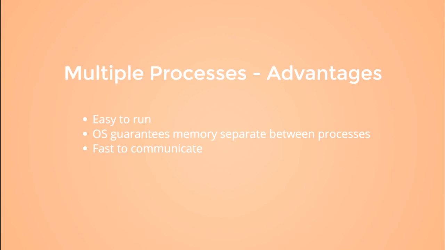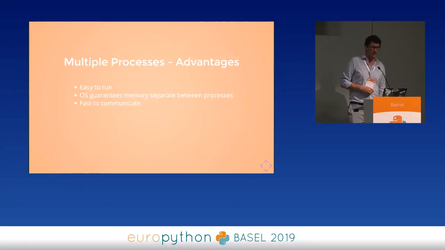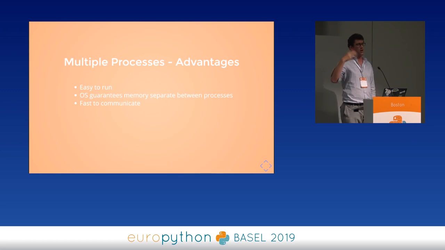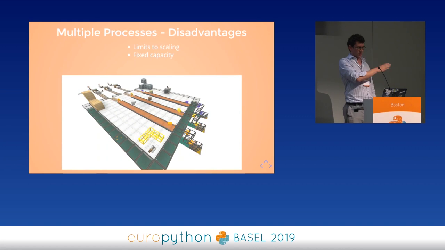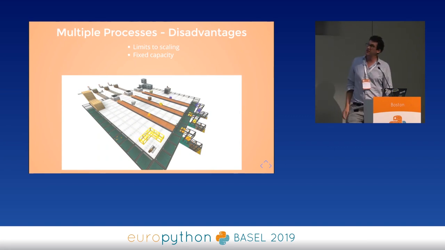So the advantages of processes: they're really easy to run. No networking required. You get this OS level guarantee that your multiple different processes are isolated. They can't share memory after they've been forked. And they're pretty fast to communicate, either by doing networking on a machine or inter-process communication, all very quick compared to multiple machines, I should say. But the disadvantages of processes are quite significant.